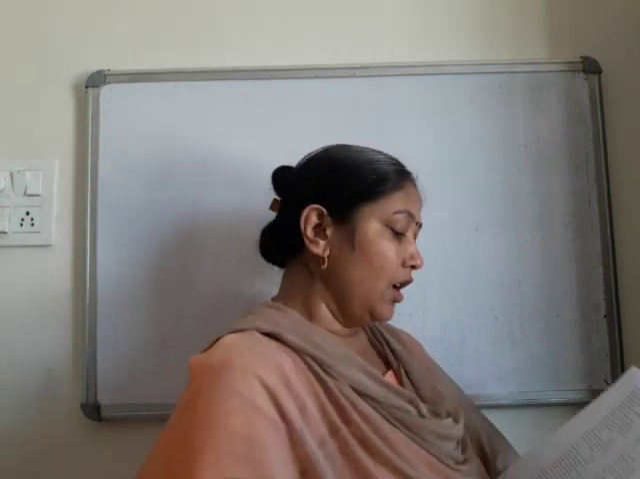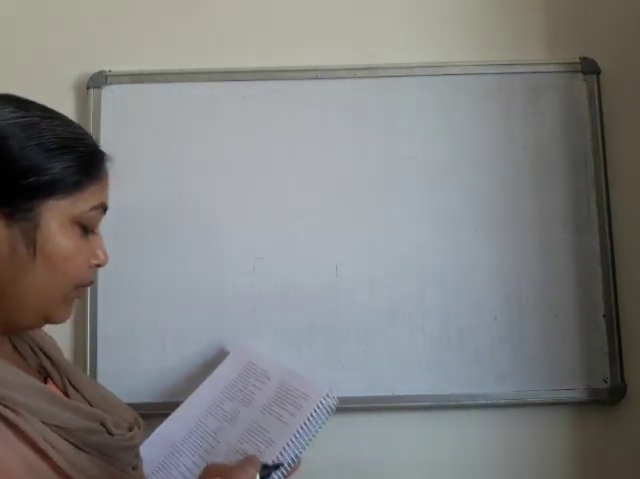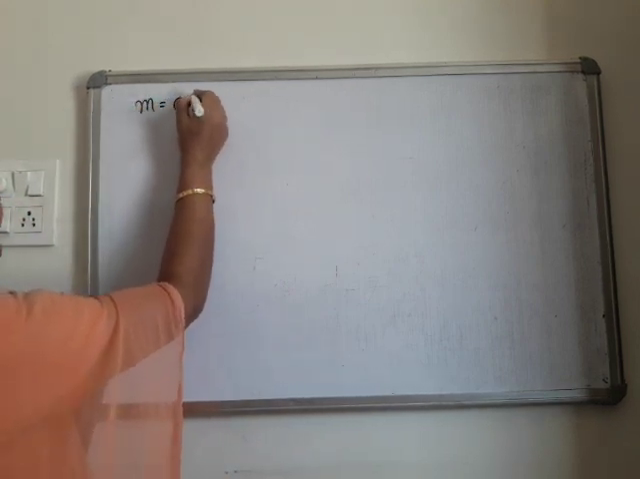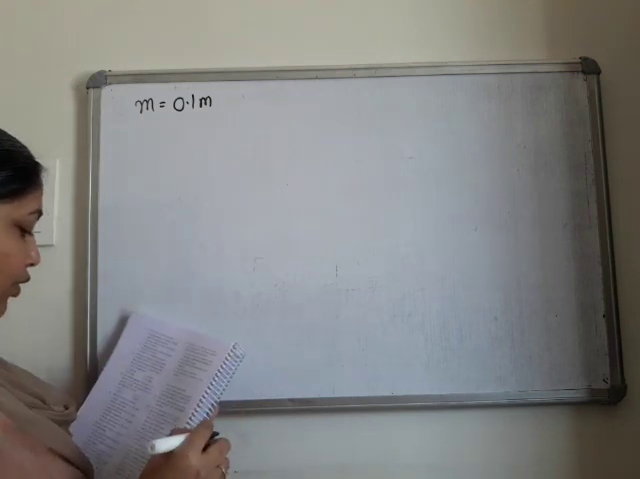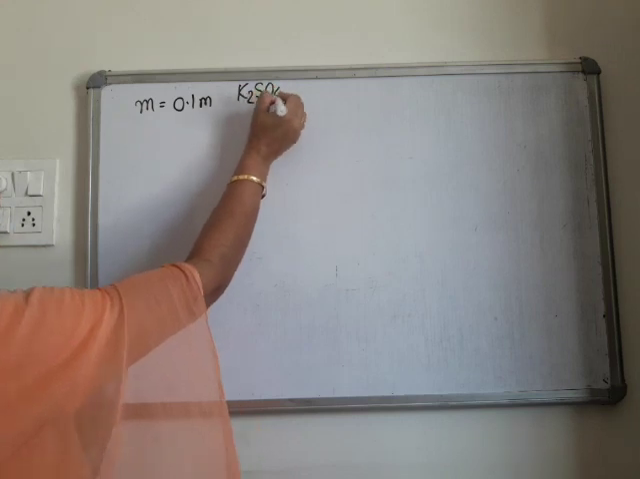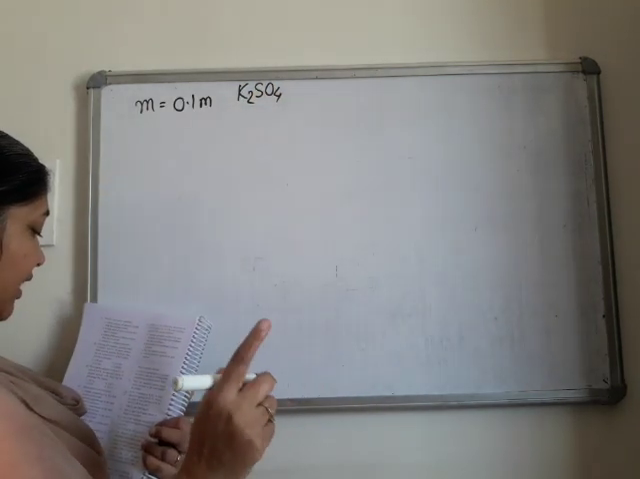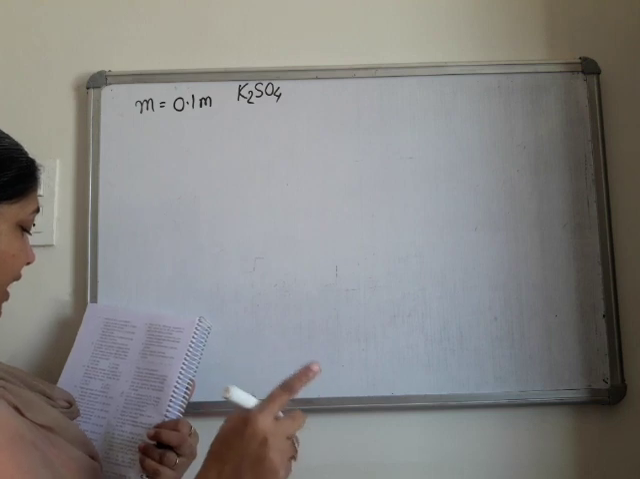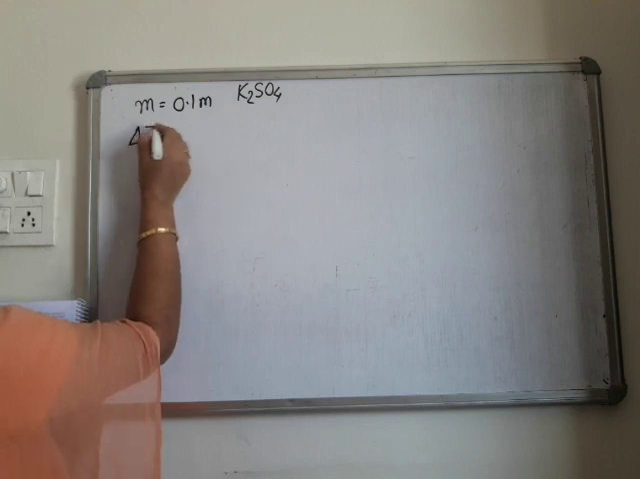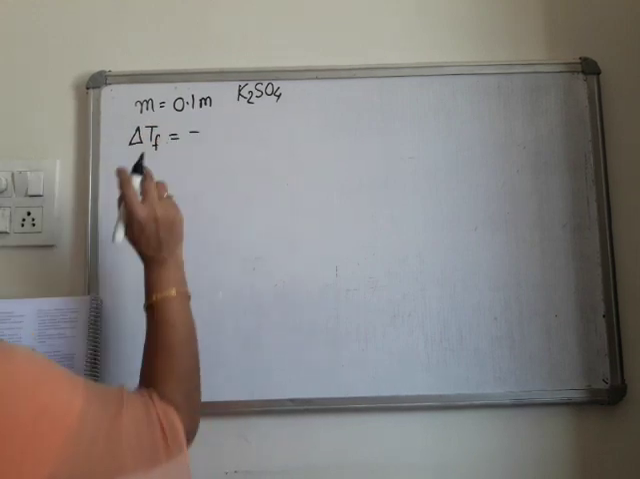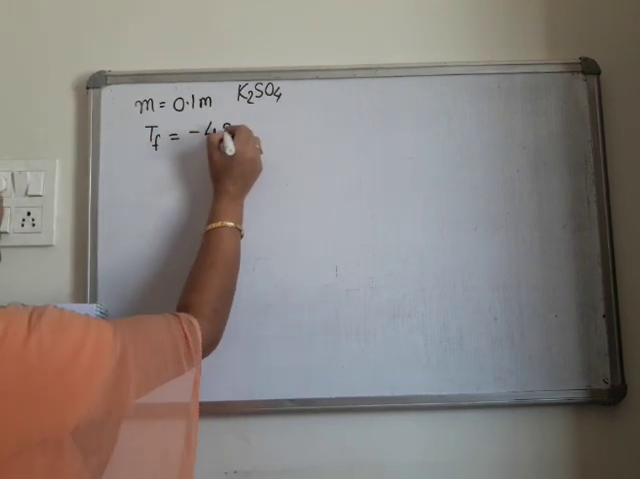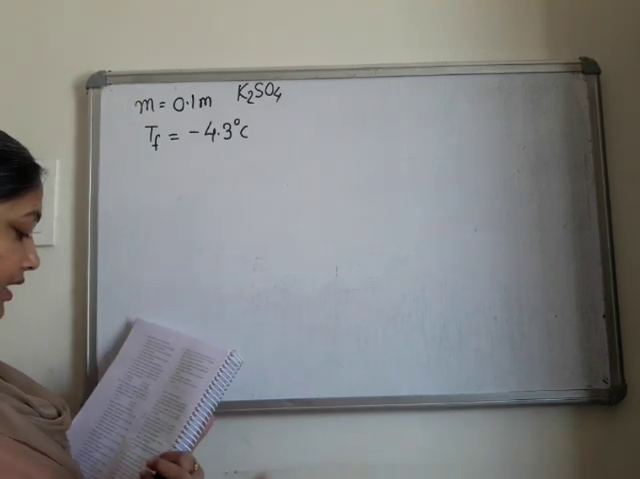Very simple question. What is given? A 0.1 molal solution, so the concentration, or molality, is given. The solution is of K2SO4, an electrolyte. The freezing point of the solution is given, so that is delta Tf. How much? Minus 4.3 degrees Celsius.